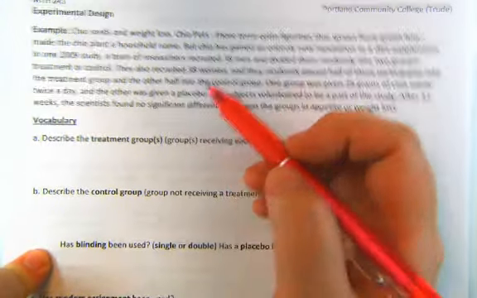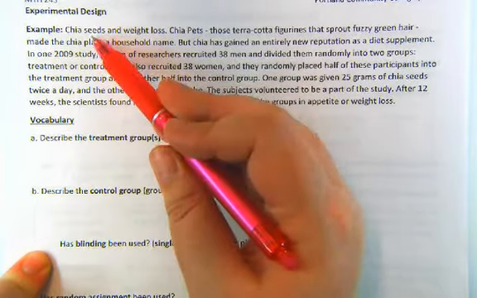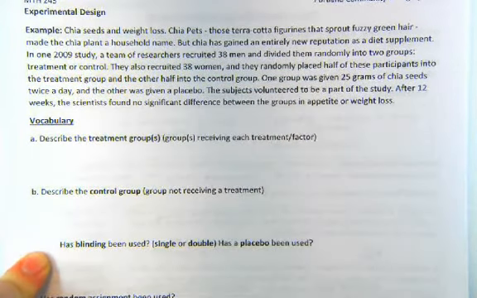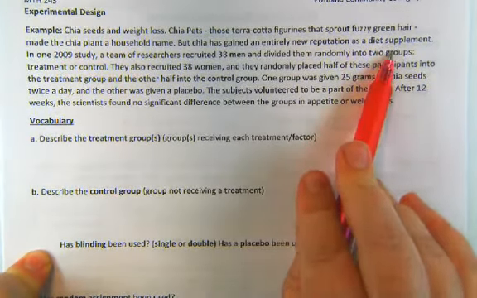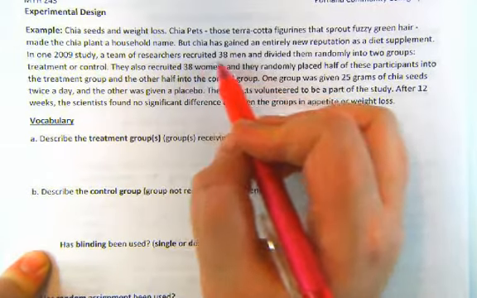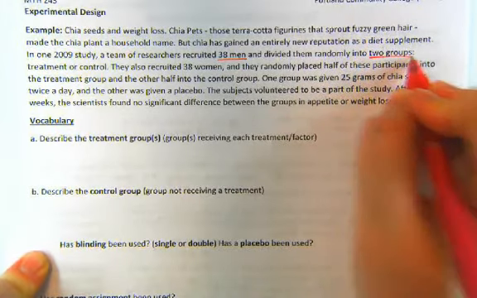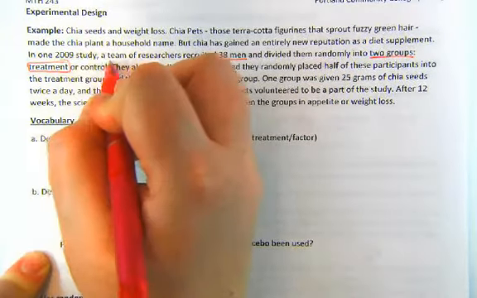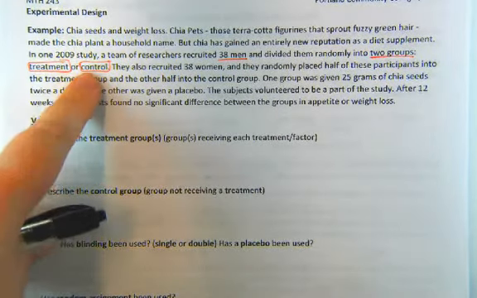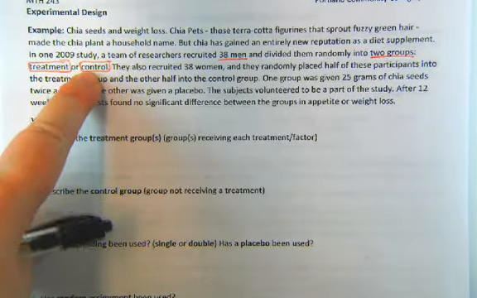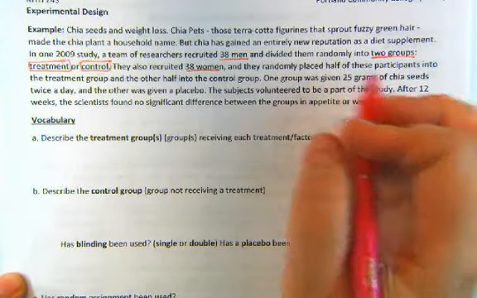Here we have a team of researchers who recruited 38 men, and they divided them into two groups. So we have a treatment group and a control group. The treatment group actually receives the treatment that they want to test out. The control group often gets a fake treatment. And then they also have 38 women, and they randomly placed half of these into two groups, treatment versus control, as well. One group was given 25 grams of chia seeds, so this is describing the treatment, twice a day. And then the other was given a placebo, letting us know that they did use a fake treatment.